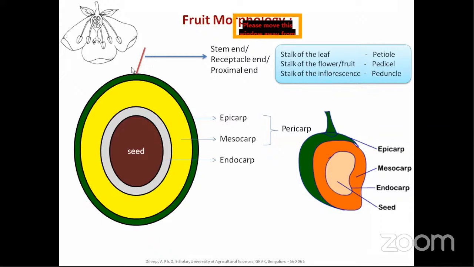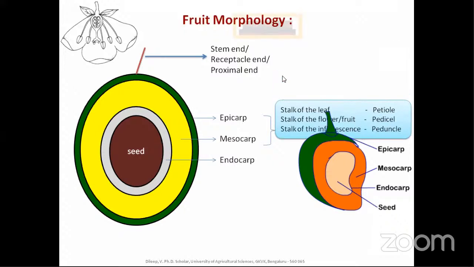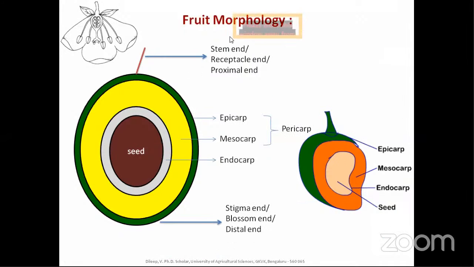We have the pedicel here, and the stalk of the inflorescence is called peduncle. So the grouping of things works everywhere. When you read about the inflorescence, you will get to know about all the other things that are similar to these. Moving further, these are about the proximal end, and this portion is called the stigma end, blossom end, or distal end.